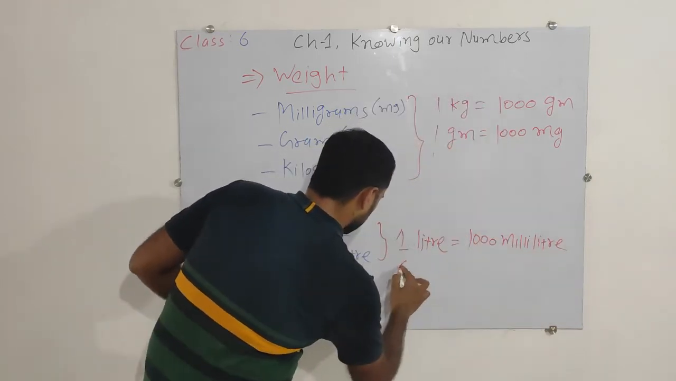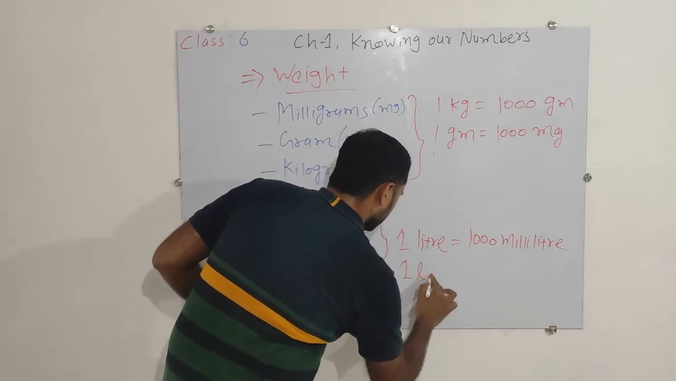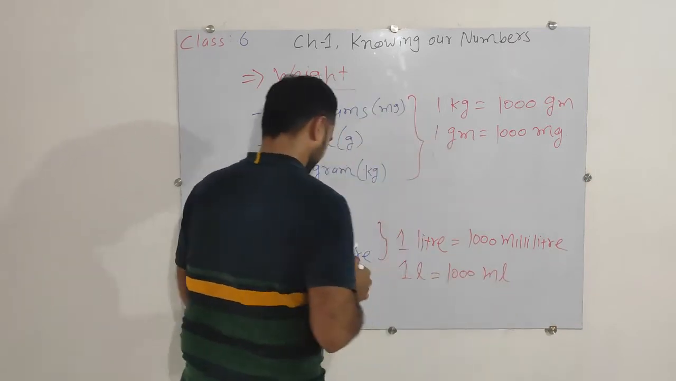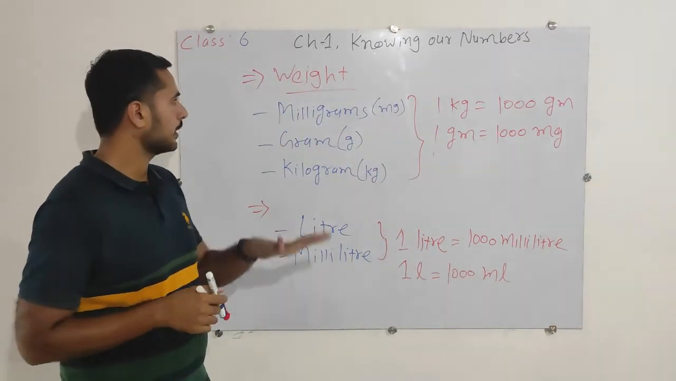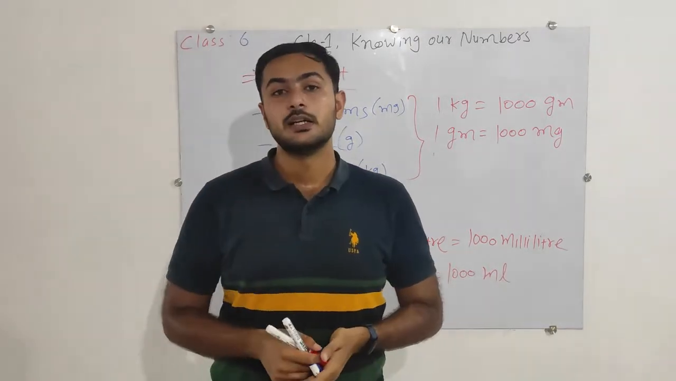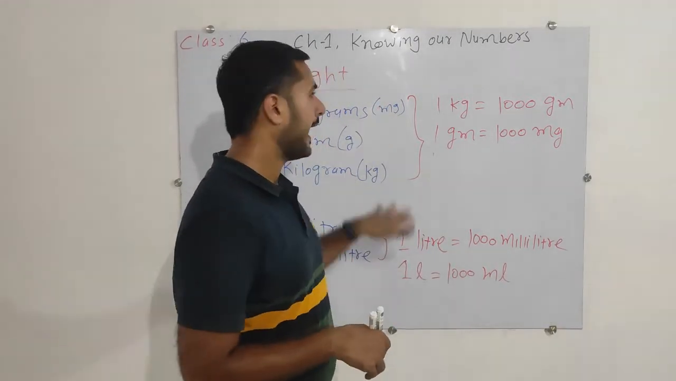In the symbolic form, I can write 1 liter is equal to 1000 ml. Fine. So this is all about the units of weight as well as liquid and distance. Now just pause the video and note it down.